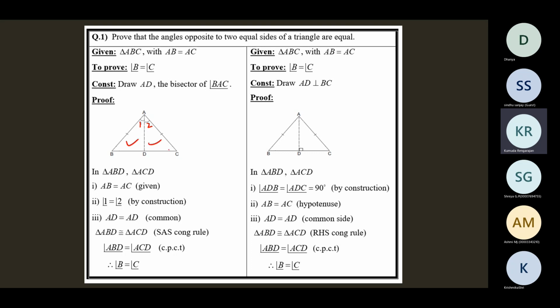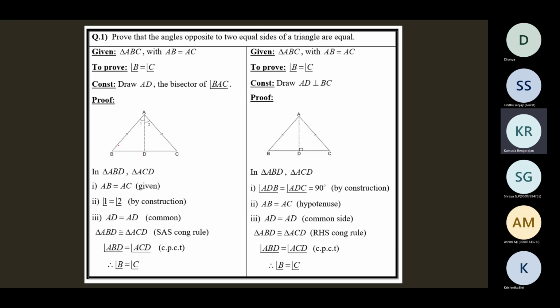So we have two triangles. This is one triangle ABD. This is the other triangle ACD or ADC. See here, AB of this triangle is equal to AC of this triangle. That's given to us. Then by construction, angle 1 is equal to angle 2. And AD is equal to AD, common side. So by the SAS rule, the two triangles are congruent.